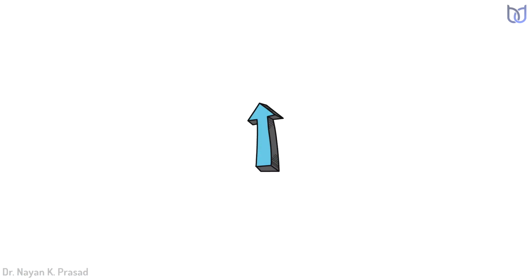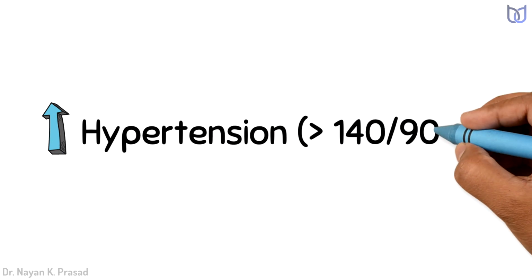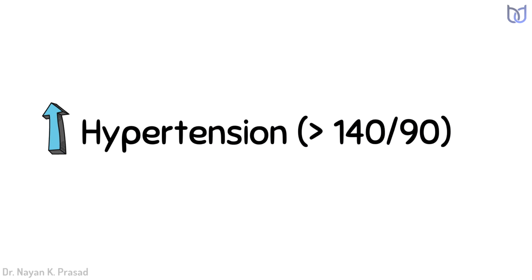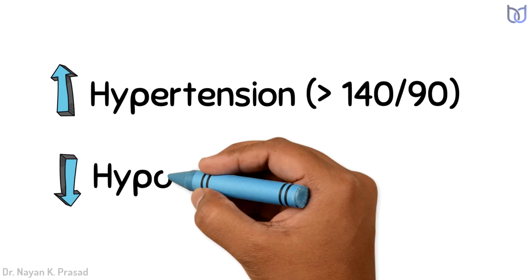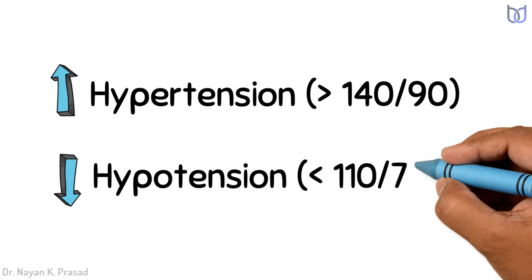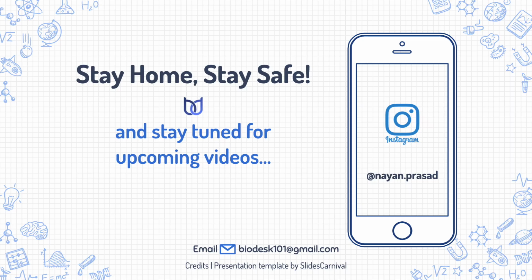Hypertension is the term used for higher value of normal blood pressure. If it is more than 140 systolic and more than 90 diastolic, then it is called hypertension or high blood pressure. Hypotension is the term used for low blood pressure when the pressure value falls below 110 and 70 millimeter of mercury column. That's all in this session.